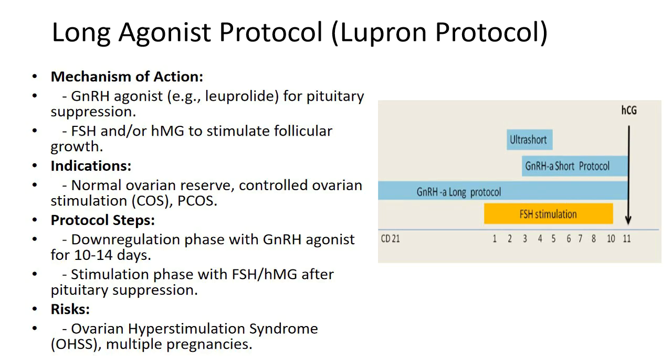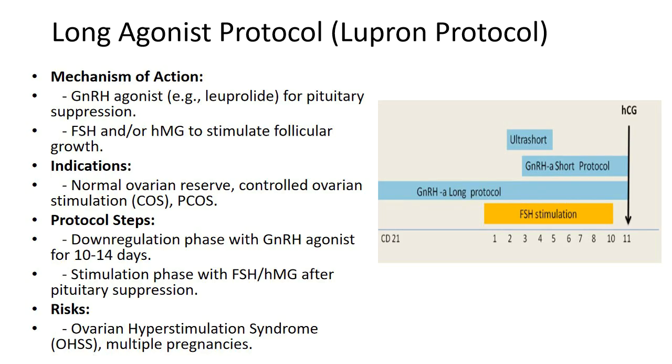Monitoring through blood tests and ultrasound is done to ensure suppression of the pituitary. Stimulation phase. Once pituitary suppression is confirmed, FSH and/or HMG injections are started, typically on day 2 to 3 of the menstrual cycle. These gonadotropins stimulate follicular growth. Monitoring: follicular growth is monitored with ultrasounds and estradiol levels to assess ovarian response.